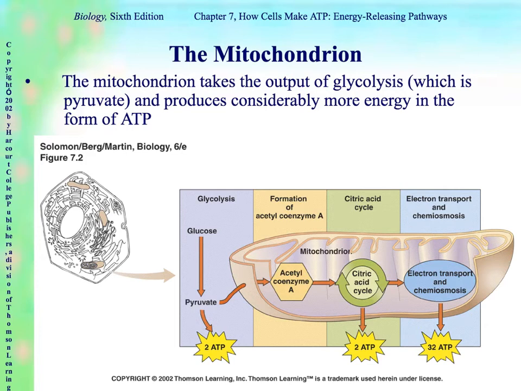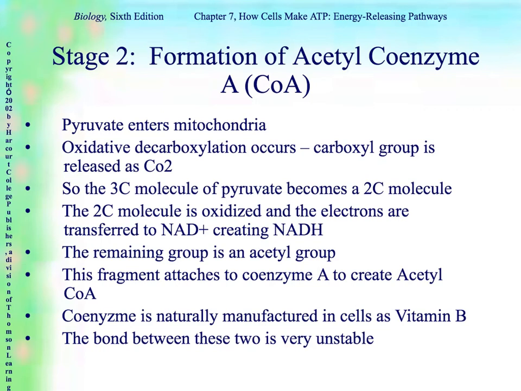Okay, so now we are finally going to move into our organelle, mitochondria. The mitochondria takes the output of glycolysis, which was pyruvate, and it's going to now be able to produce a lot more energy. Because remember, the mitochondria is the powerhouse of the cell, which means it's going to make ATP for the cell. So we are in stage 2, the formation of Acetyl Coenzyme A, which is abbreviated CoA.